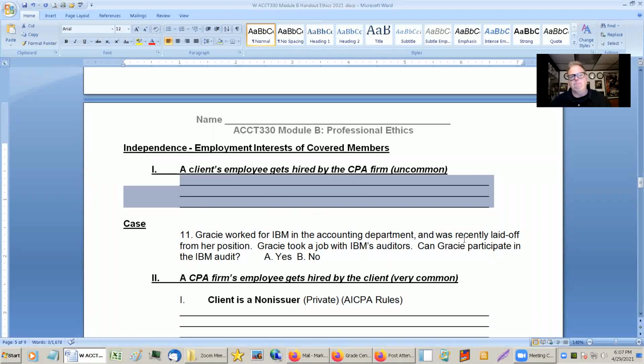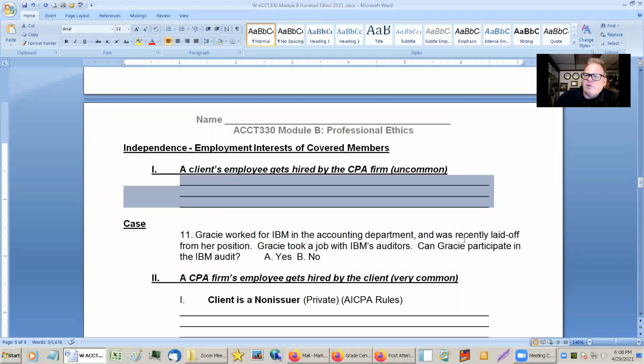Okay, so a client's employee gets hired by the CPA firm. That's fairly unusual. Usually, if there's an employment issue, it's someone going from the CPA firm to the client. That's much more common. The CPA firms generally don't take employees from their clients. First of all, they don't want to be stealing employees from their clients and getting them mad and losing the audit. It doesn't help them.